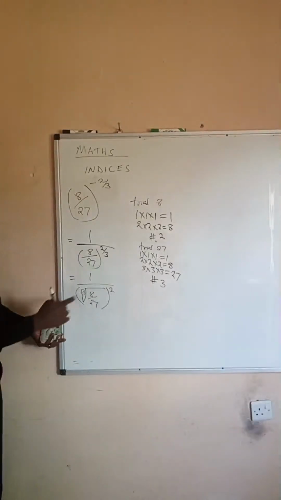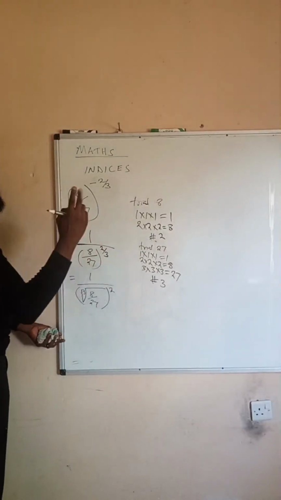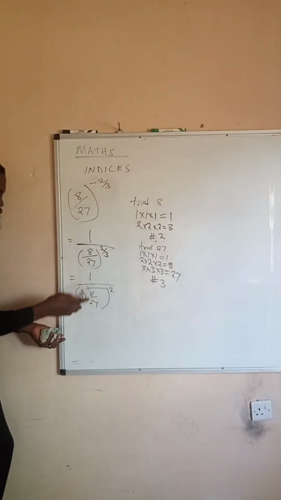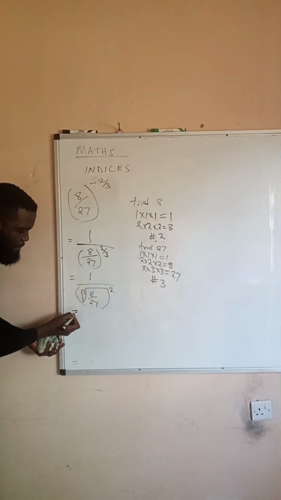So it means I've got 2 and 3 as trial numbers. Remember there's a 1 on top there. So I'll put a 1 on top.